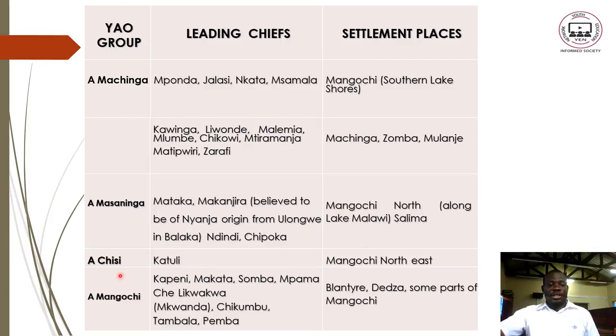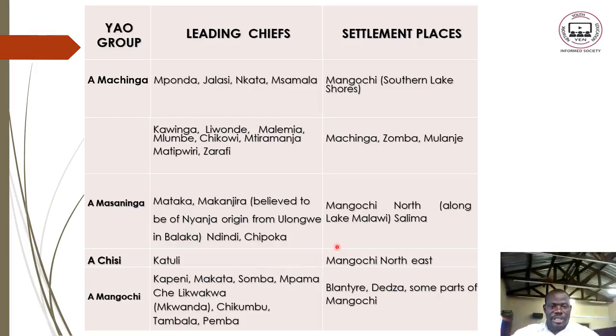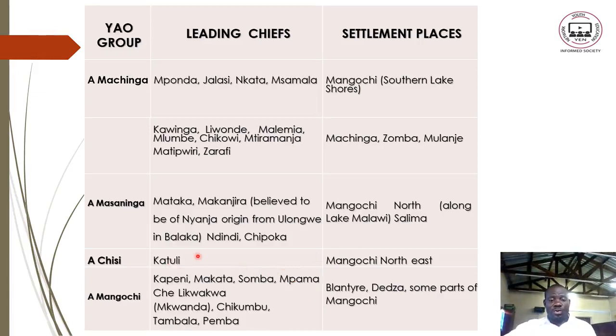And the Chisi, they were led by Katuli, Kapeni, Makata, Somba, Mpama. These ones were the leaders of the Chisi. Basically the Chisi were originally led only by Katuli. You have to take note of that because Kapeni and Makata were the Mangochi. So Katuli led the Chisi and they settled in the area already mentioned.